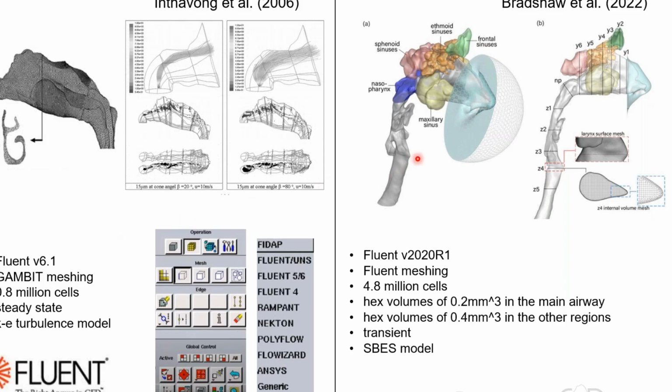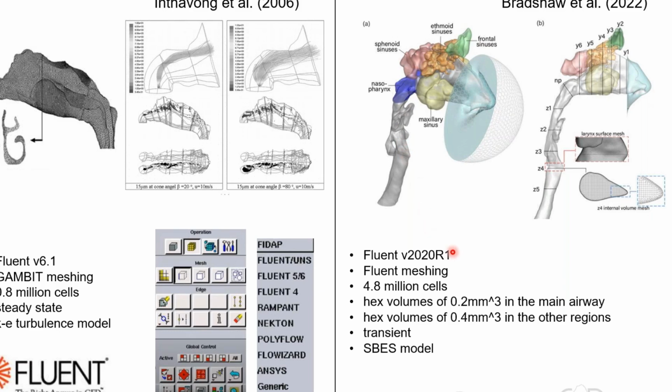We fast forward to recent time, you see now that the anatomical structures of the airway has been improved significantly. Geometry is far more realistic and much more improved, with additional anatomical structures included. So here we've got the sinuses as well as the nasal pharynx, all the way down to the larynx down below.